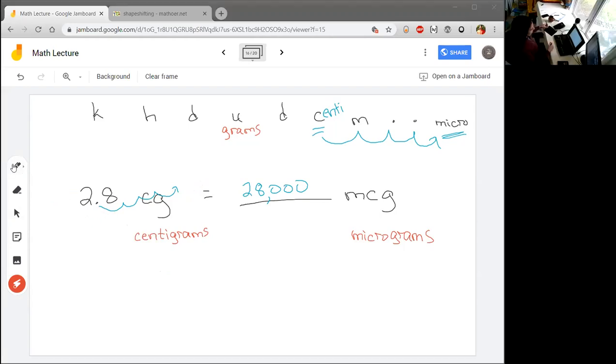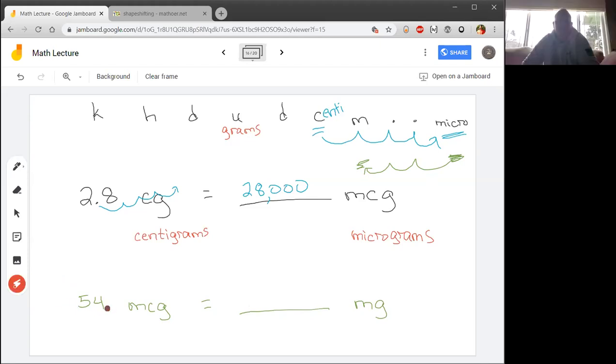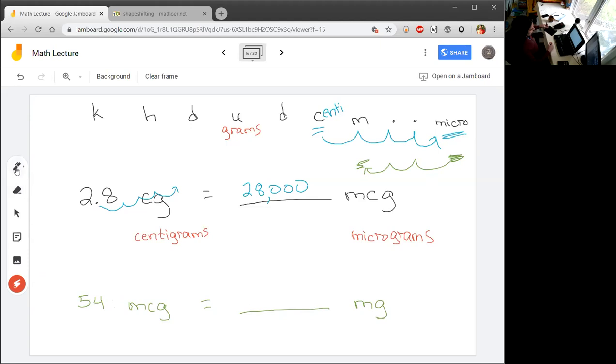If we were doing a different problem, 54 micrograms is how many milligrams, then I'm starting at micro, I'm going to milli, 1, 2, 3 scoots to the left. Where's my decimal point hiding? To the left of the 0. Yeah, it could be 54.0 if I was writing that. So 1, 2, 3, and I get 0.054.